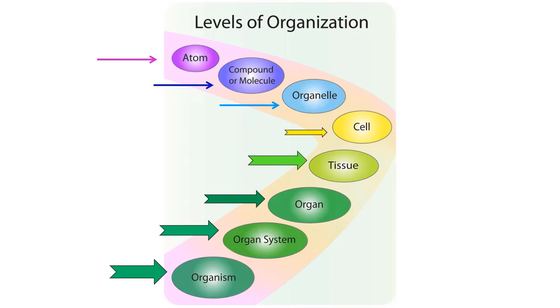Now, tissues are a group of cells that have similar structure and function. An organ is a group of tissues, and a system is a group of organs, and the organism is a group of systems.